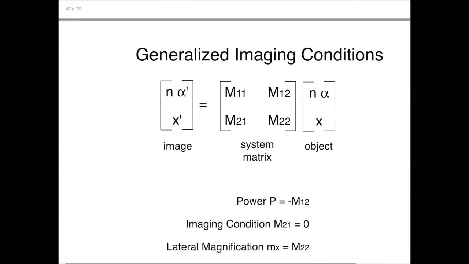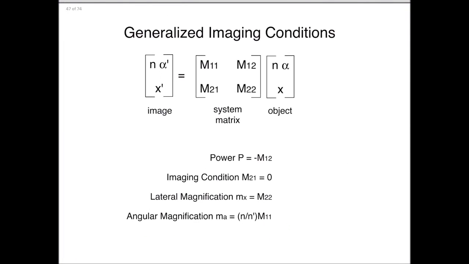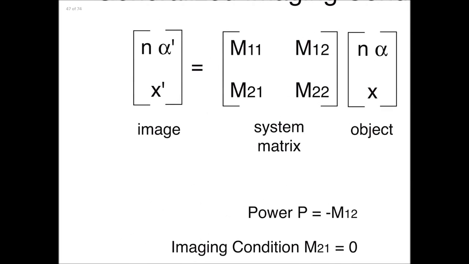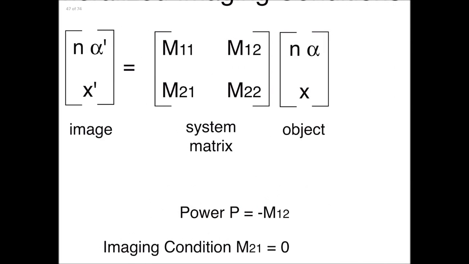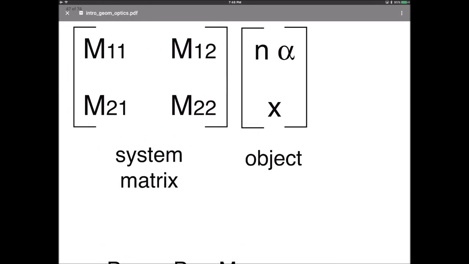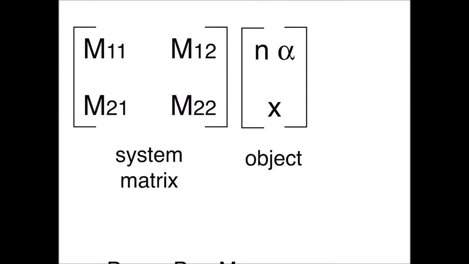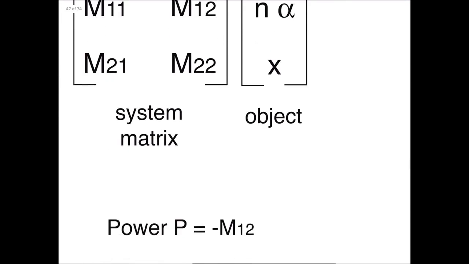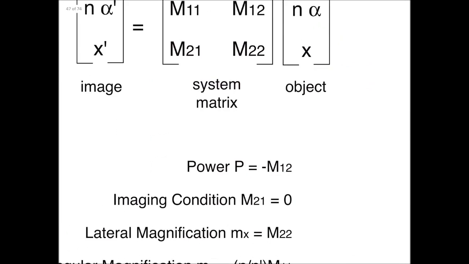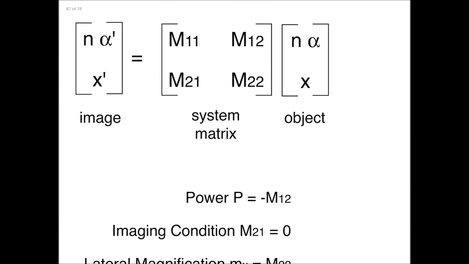Okay, so this is the generalized imaging condition, and this is kind of a recap slide that shows the image is the output in any imaging condition. So the output matrix, the image matrix, equals the system matrix times the object matrix, which is the input matrix for imaging systems. The power P equals the negative of the second element in the first row of the system matrix.